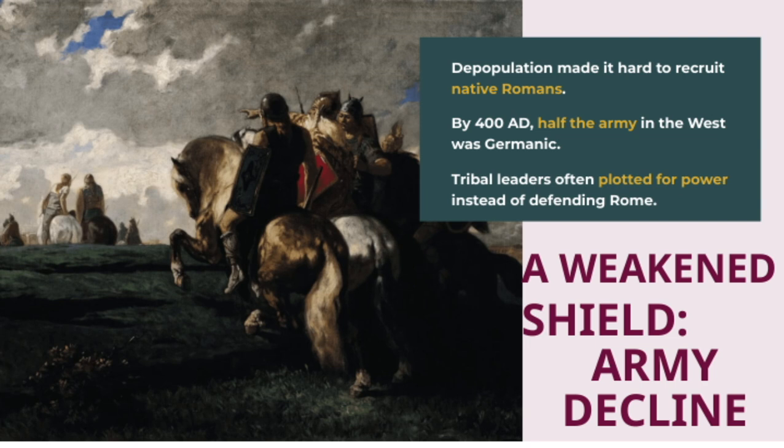Additionally, depopulation played a big role. Fewer native Romans meant it became much harder to recruit new soldiers from the local population. All these factors combined to weaken the empire's ability to defend itself effectively. This decline in military strength is a crucial part of understanding how Rome's power waned over time, making it more susceptible to invasions and internal chaos.